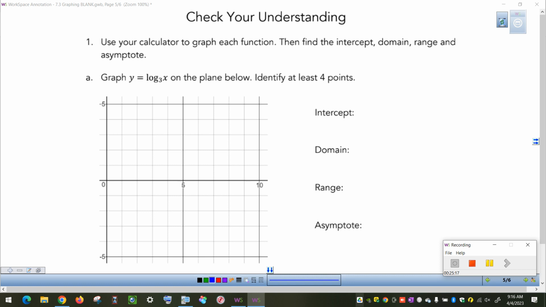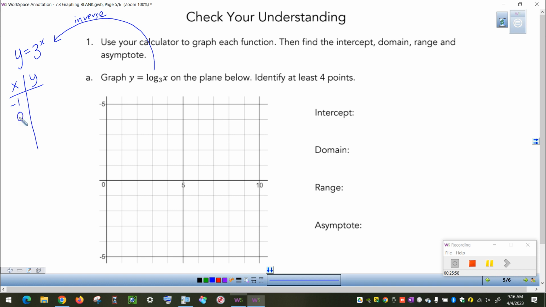And so it's wanting us to graph this equation. We want to identify at least 4 points on the graph. And then we're going to do the intercept, the domain, the range, and the asymptote. So starting to think about there being a different base, log base 3 of x, it's going to be the inverse of 3 to the x. So before I even start to think about log base 3 of x, I actually like to start by just making a table of values for the exponential. So let's do it for 3 to the x.